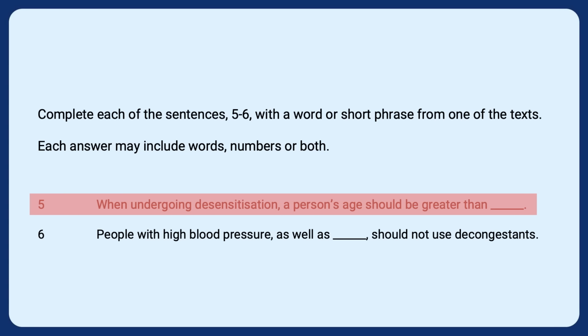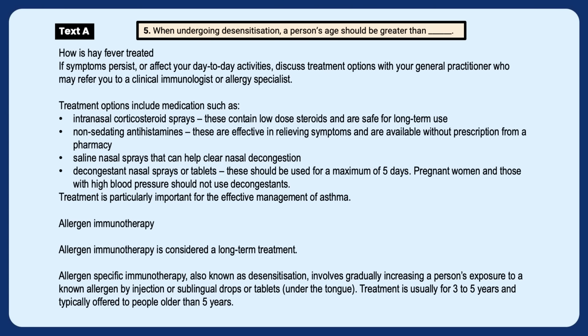So let's do question 5. When undergoing desensitization, a person's age should be greater than. All right, so we see the word desensitization, and we know we need a number to answer this question. I actually have no idea which text to choose. I'll try text A and I'll scan read for the keyword desensitization. Can you see it in this text? Pause the video and look for that word. Don't read, look. Can you see it? I can. It's in the final paragraph.